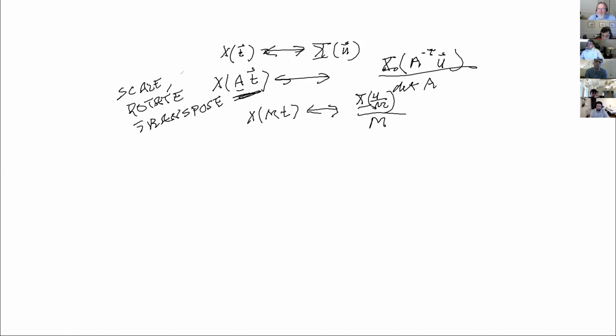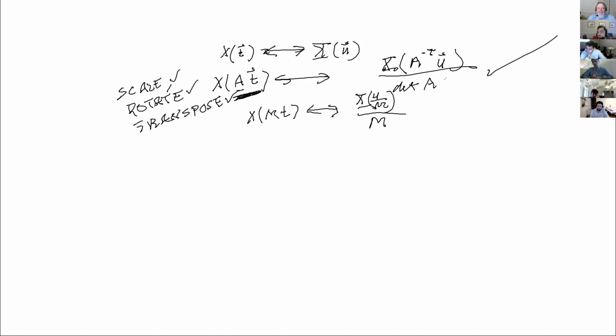We covered individually the scale, and we covered the rotate. We covered the transpose, but we didn't cover the general case. This is the general case. So this A matrix can be an inversion. It can be a rotation matrix. It can be a scaling matrix. It can be a transpose matrix. It doesn't matter what this A is. This is one theorem that fits them all. If we multiply by A in one domain, we multiply the frequency variable by the inverse transpose in the other.